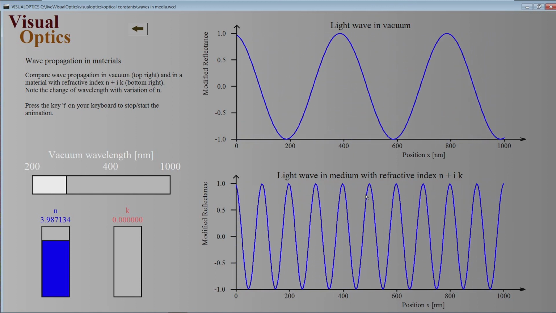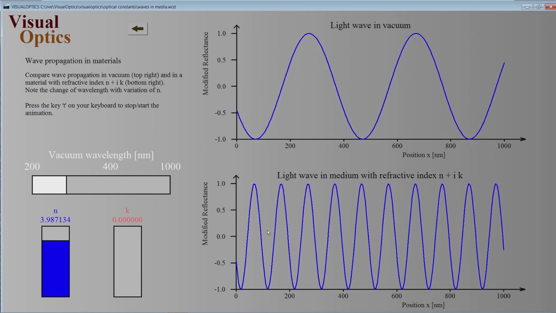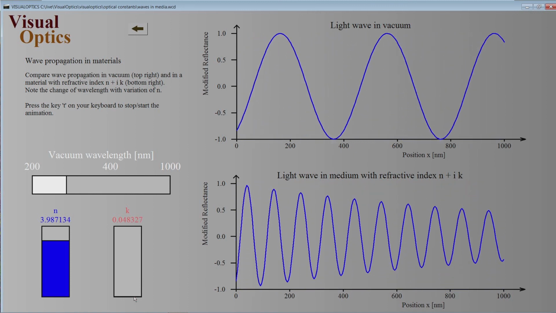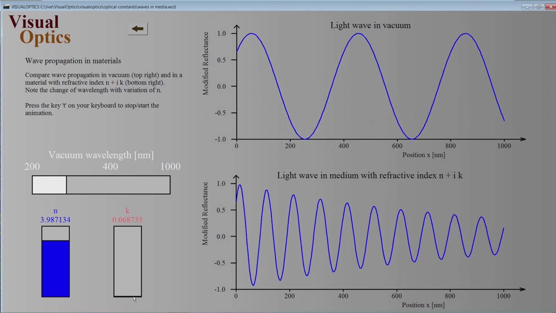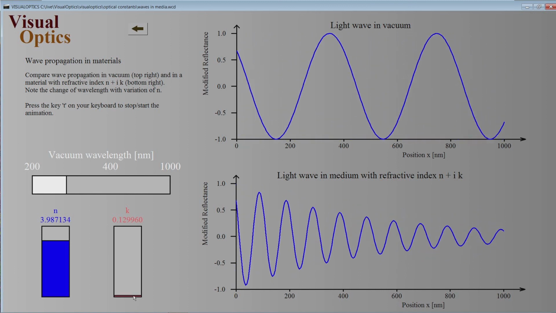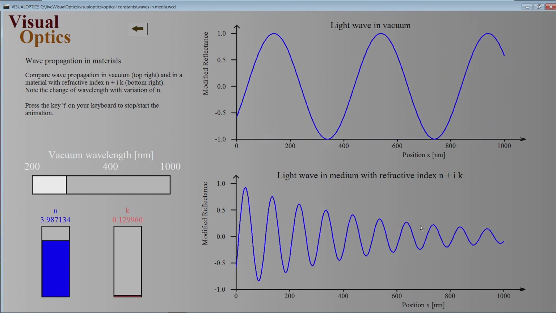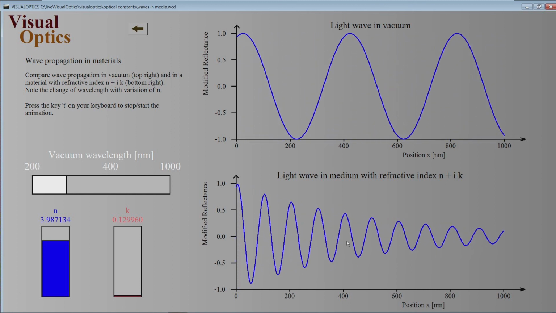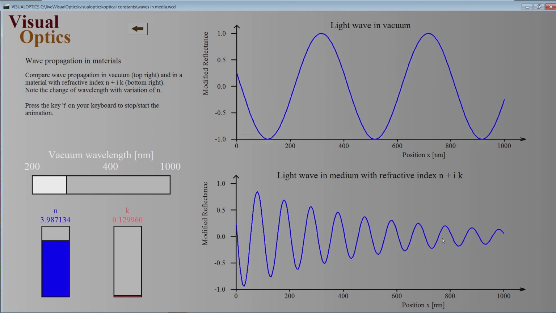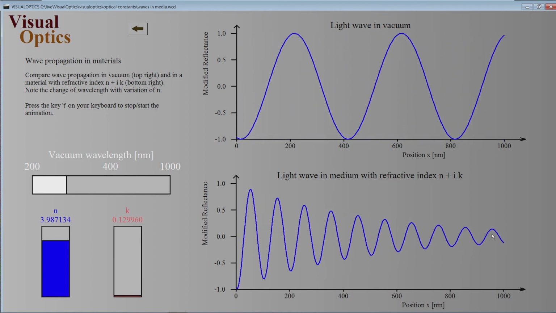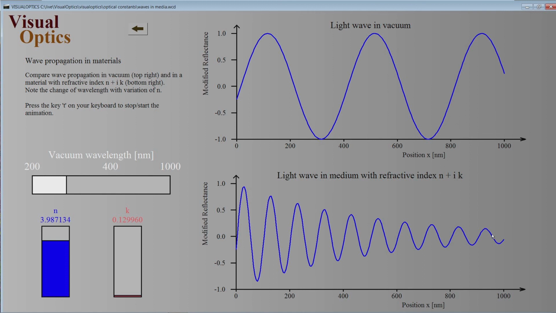Okay, let's introduce a value of k different from 0. So if k is a little bit larger, still small, what you see here is the amplitude of the electric field goes down, it decays. This is due to absorption. So the light wave basically is diminished.